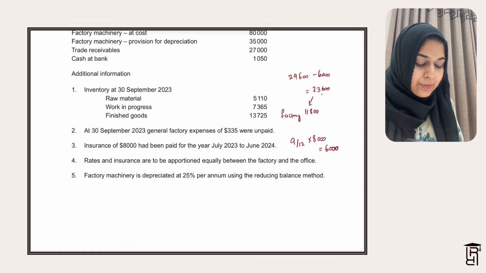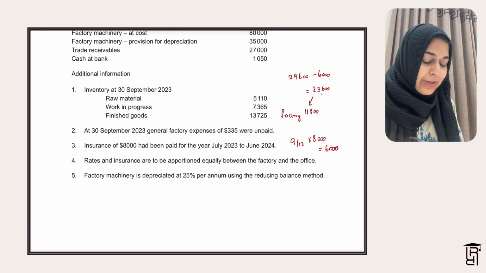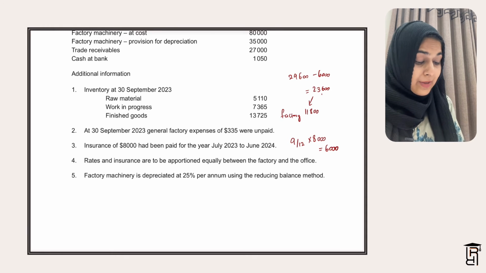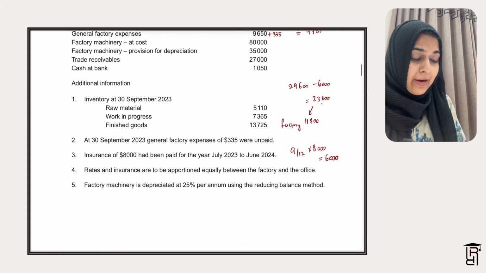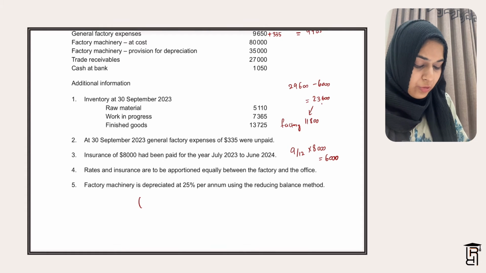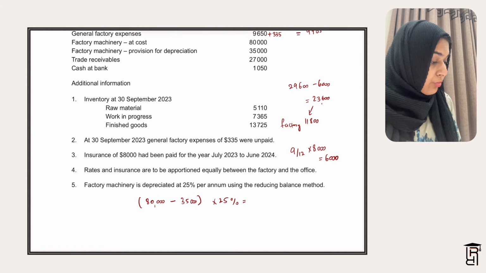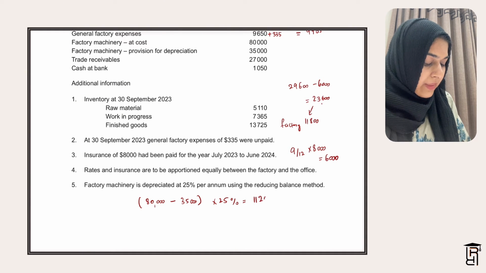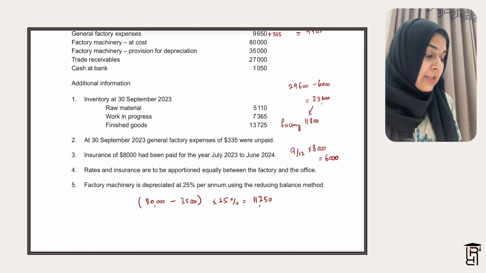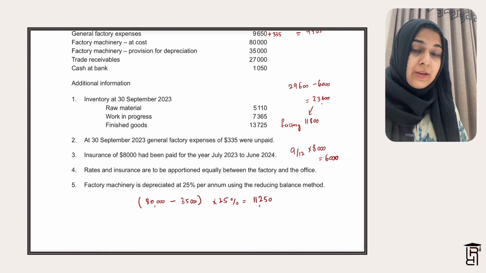Then they're saying factory machinery is depreciated at the rate of 25% per annum using the RBM. So how do you apply RBM? It's very simple. You do cost minus accumulated depreciation multiplied by percentage. So cost here is 80,000. Accumulated depreciation here is 35,000. You multiply this by 25%. So you get a value of 11,250. This is our depreciation expense that will go in the manufacturing account.